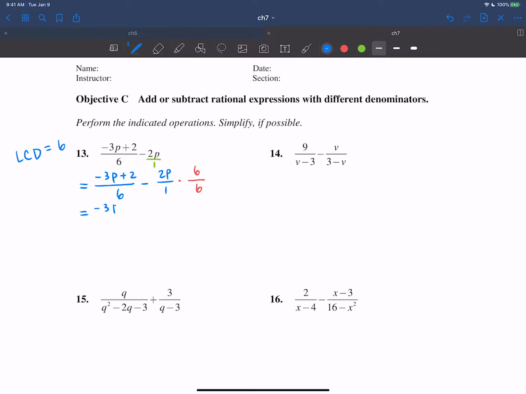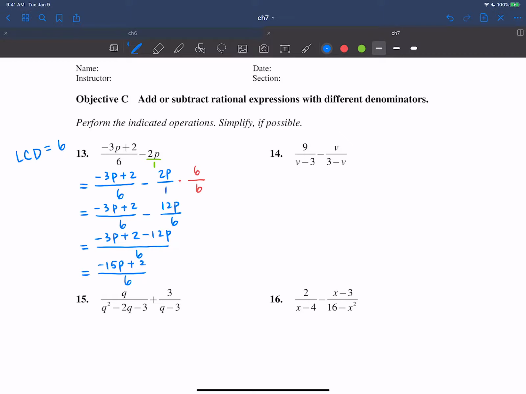So we will have negative 3p plus 2 over 6 minus 12p over 6. And now they have the same denominator, we could combine them. So on the top, negative 3p plus 2 minus 12p. As for the bottom, we have a 6. Simplify the top part, we get negative 15p plus 2 over 6. And that's our final answer.